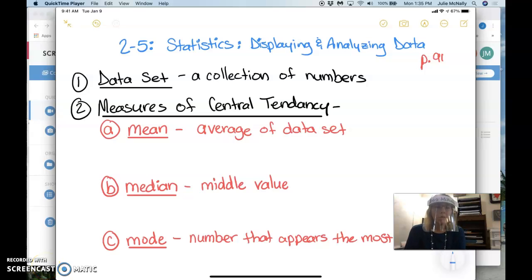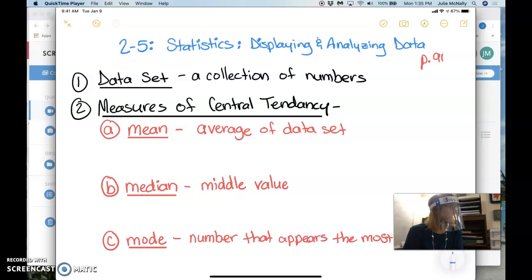Today we're talking about Chapter 2-5, which is Statistics, Displaying and Analyzing Data. We have quite a bit of notes today that we're going to try to get through, and we're going to get started. So number one is a data set. And a data set is just a collection of numbers. It's a set of numbers that go together, some kind of information that someone has collected, and that is our data set.